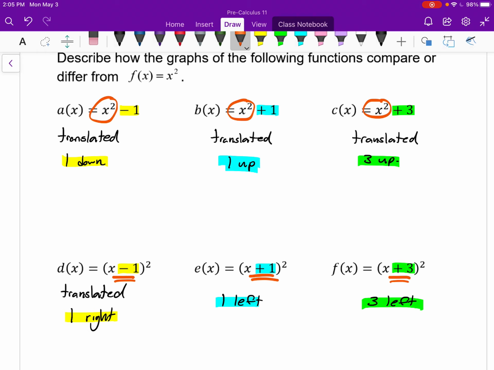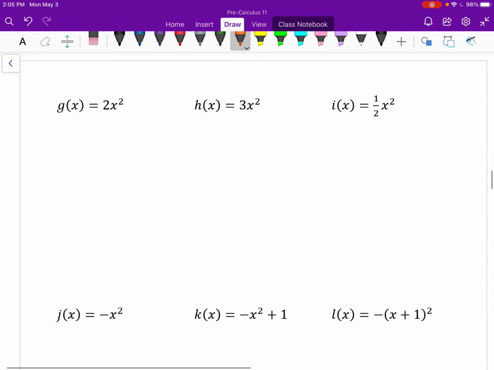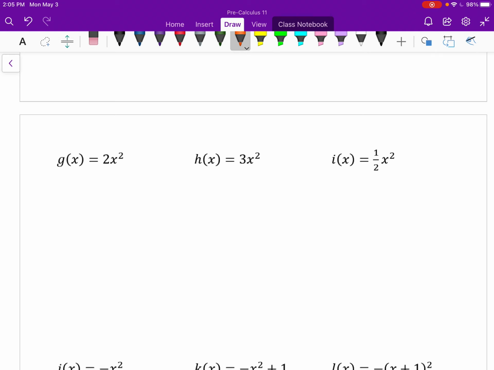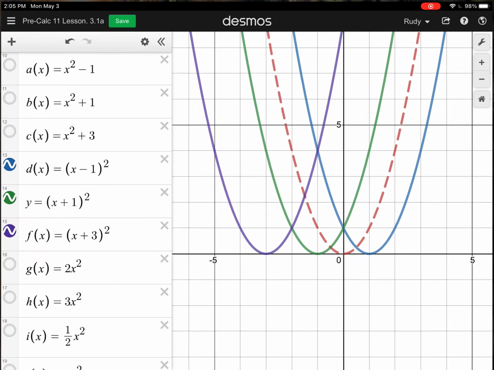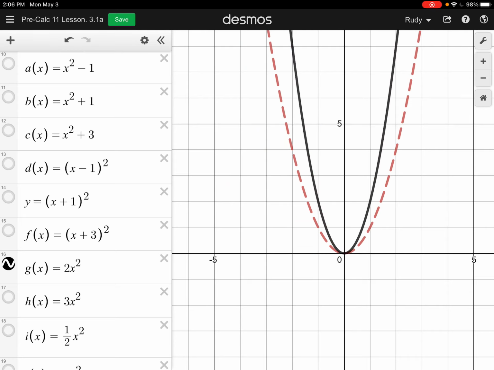So what if I multiply by some value, like these here? Or I'll focus on these 3 here, g, h, and i. So what if I have x squared, but I just multiply by a 2? I'm not adding 2. I'm multiplying the whole thing by 2. What difference does that make? Well, let's see. Turn these off. Again, what you see in red is x squared. What you now see is 2x squared.